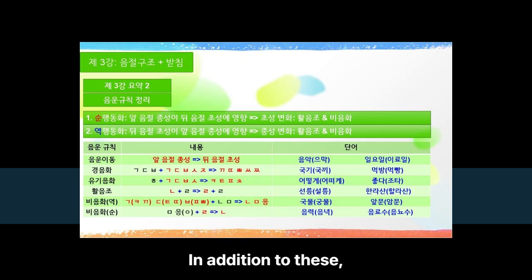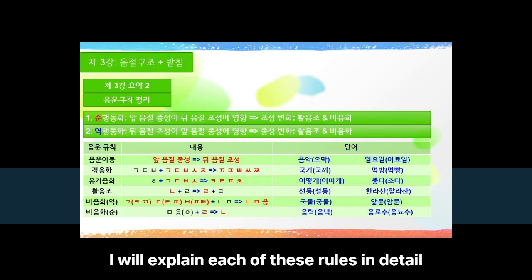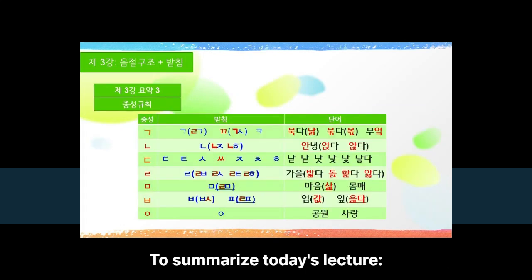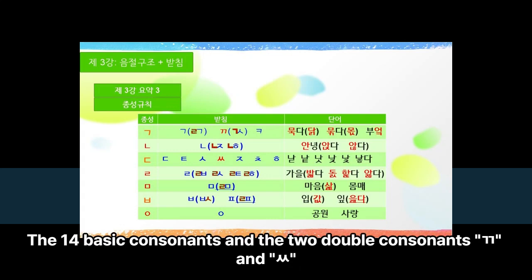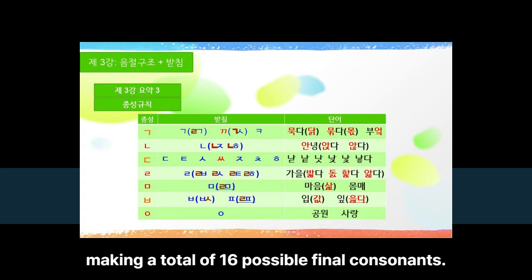In addition to these, there are various other phonological rules in Korean. I will explain each of these rules in detail whenever they occur in everyday conversation situations. To summarize today's lecture, the 14 basic consonants and the two double consonants, songgyok and songshiet, can be used as final consonants, making a total of 16 possible final consonants.